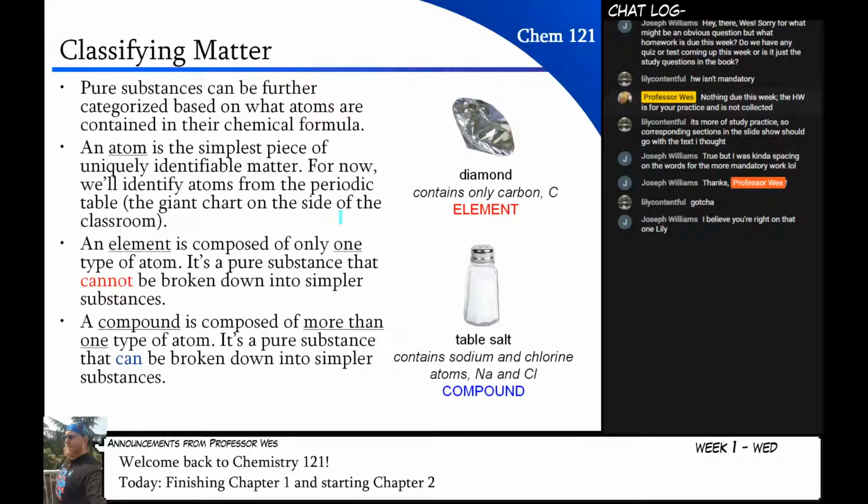So we're going to assign some names here. If there is only one element off of the periodic table, we're going to call it an element. If there are 2 types of elements or more, we're going to call the substance a compound.